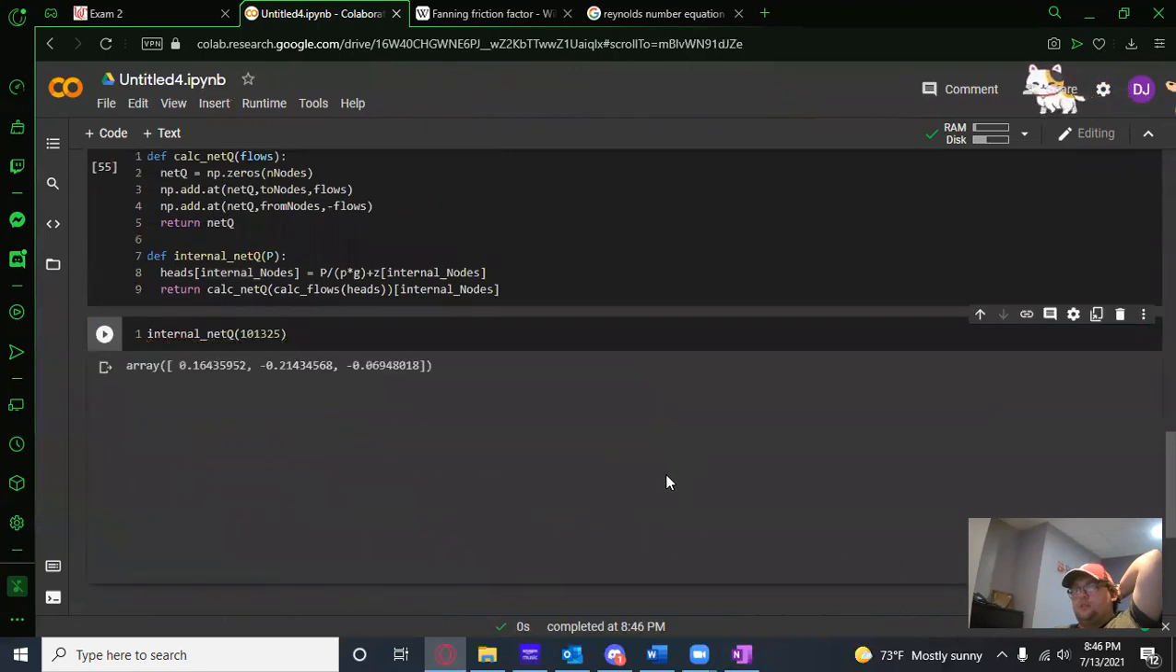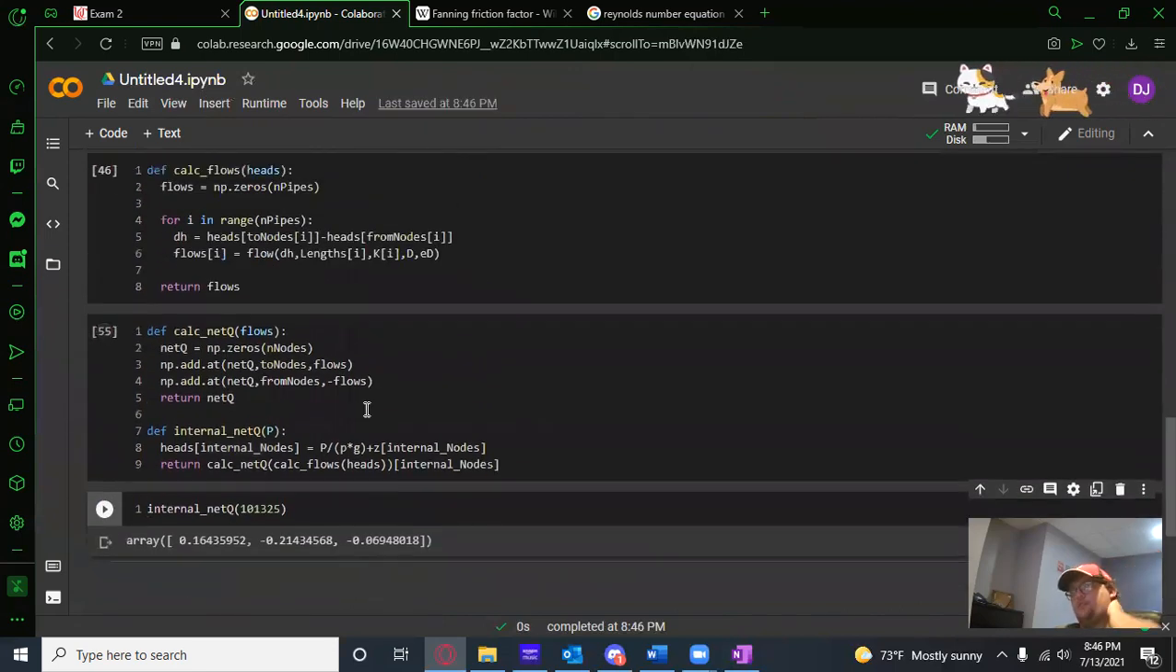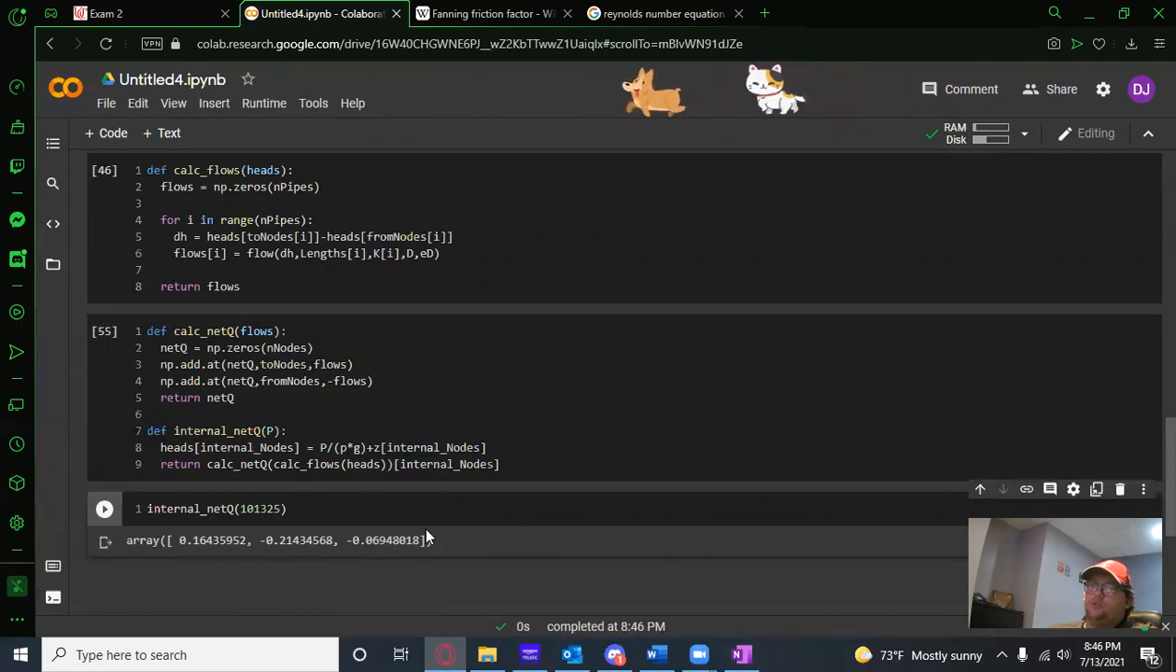I'll run this now. Yep. Okay, so as you can see, if the internal pressure was 101,325, our net Q at the three nodes inside, 1, 2, 3, will be 0.16 at node 1, negative 0.214 at node 2, and then negative 0.0694 at node 3.